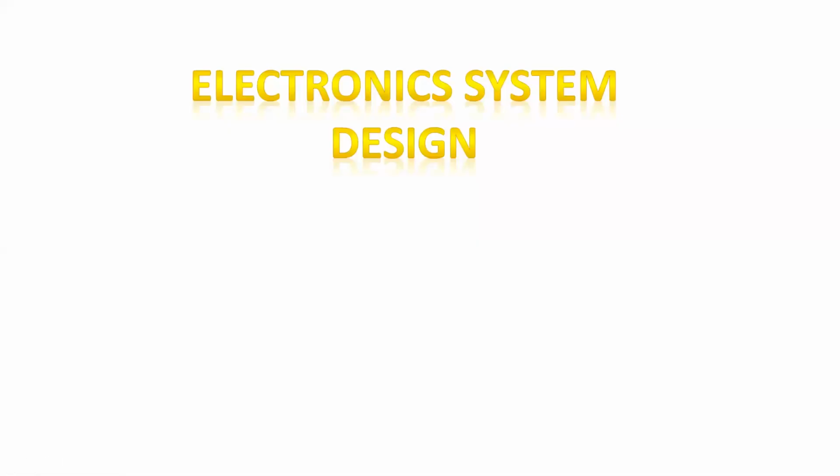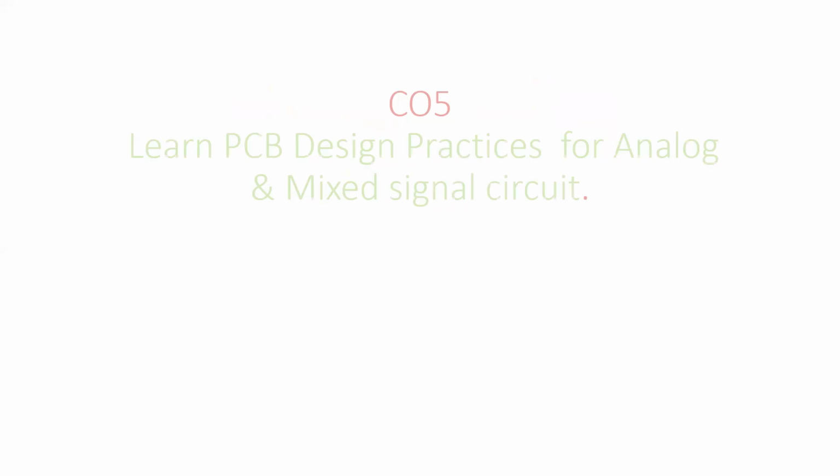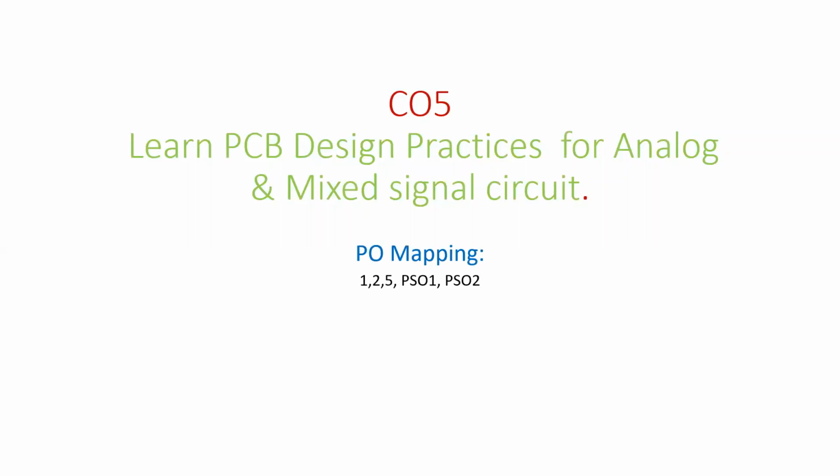Hello friends, good morning. In this lecture for the subject Electronic System Design, we have to study Unit 5, and the unit is PCB design and EMI and EMC, electromagnetic interference and electromagnetic compatibility. The course outcome is to learn the PCB design practices for analog and mixed signal circuits, and for that the PO mapping is mapped with 1 to 5, PSO1 and PSO2, and the BT level is up to.